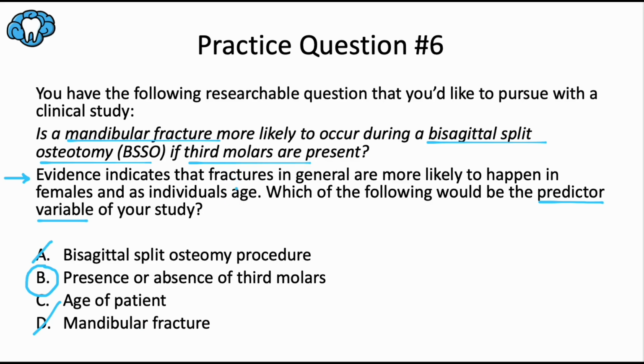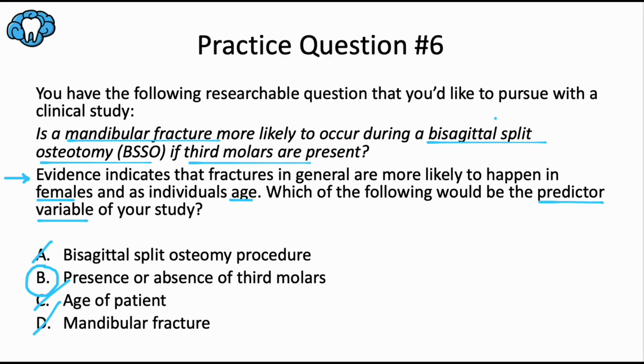And then we had mentioned from previous studies that the sex of the patient and their age could potentially impact the incidence of mandibular fracture. And so these I would consider as confounding variables, like the sun in our plant study example from the second video in this series. So sex of the patient, age of the patient, maybe ethnicity of the patient, all of these are possible confounding variables in this study.